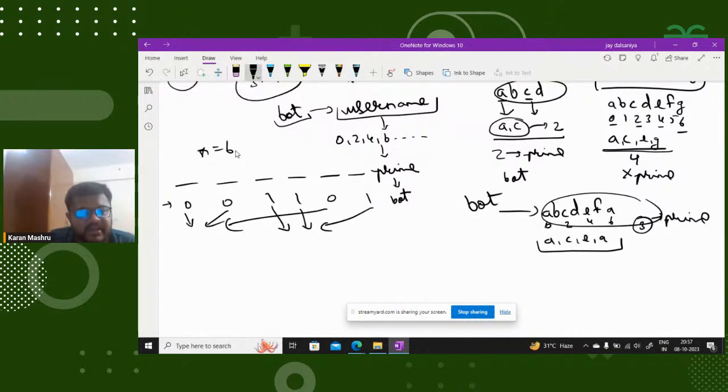And how will we identify bots? We will count the number of distinct characters for each username at even positions. If that count is a prime number, then that account is a bot, otherwise it is not. Is this much clear?